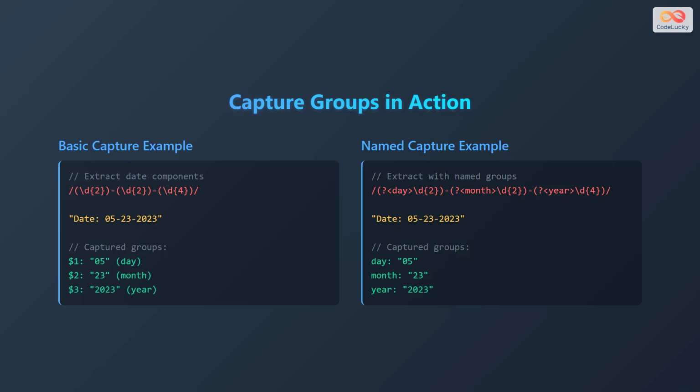Now let's look at a named capture example. The regular expression (?<day>\d{2})-(?<month>\d{2})-(?<year>\d{4}) is used on the same date string, date 05-23-2023. This time the captured groups are named day: 05, month: 23, and year: 2023. Using named capture groups makes it easier to understand and reference the captured data.